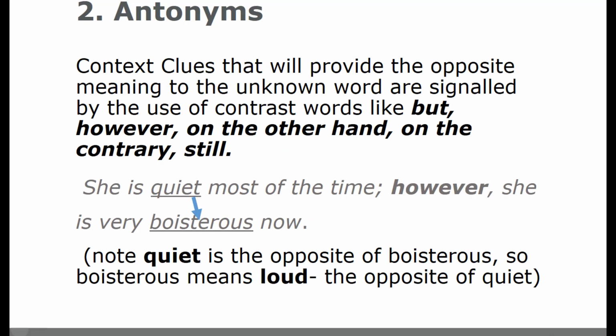Another way to look at context clues is to look for antonyms. Context clues that will provide the opposite meaning to the unknown word are signaled by the use of contrast words like but, however, on the other hand, on the contrary, still. She's quiet most of the time, however, she's very boisterous. However, saying that there's a contrast. On one side, we'll see boisterous, meaning the opposite of quiet. And so to understand boisterous, we give the opposite of quiet, which is loud.